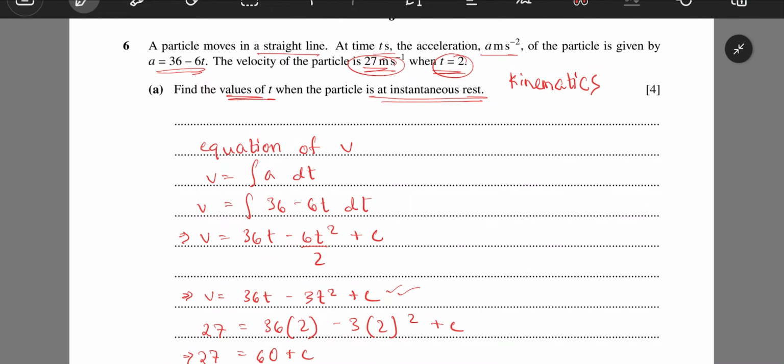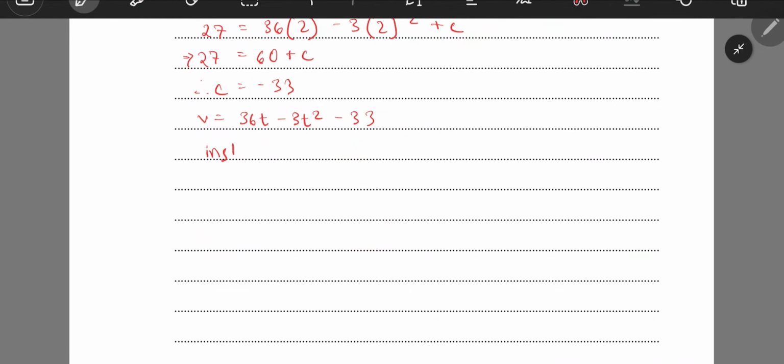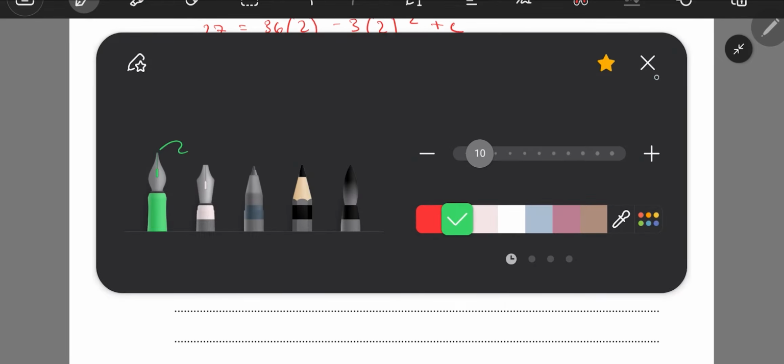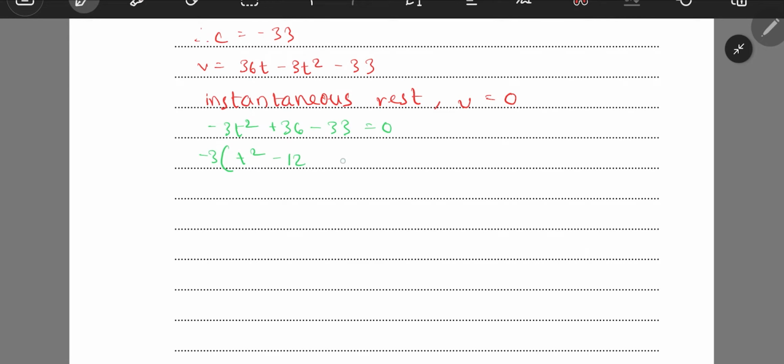Now they're asking us to find the values of t when the particle is at instantaneous rest. Instantaneous rest means v is equal to 0. I'll use a different color to solve that. So minus 3t squared plus 36t minus 33 is equal to 0. Let's take minus 3 common to simplify the equation. So t squared, this will become minus 12t, this becomes plus 11, equals 0.